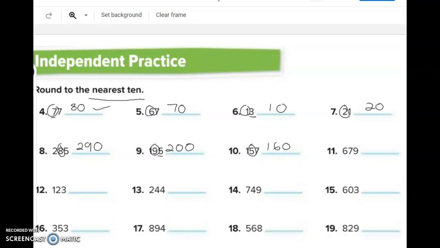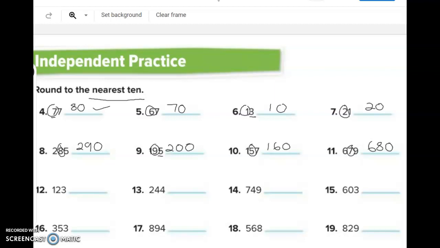Then I go over to number 11. And on number 11, we have 679. Now, I look again over here in the tens column. I have the digit 7. I look to its right. I have 9. And 9 is above 5. So it means I add 1 more to the 7. It becomes 8. The 100 doesn't change. So I write down the 6. And then I write down 8 because we've moved up to 8. And of course, I put down a 0 in the ones column to replace the 9.